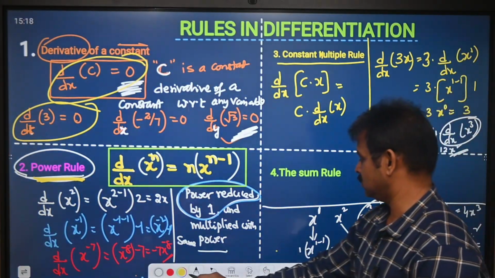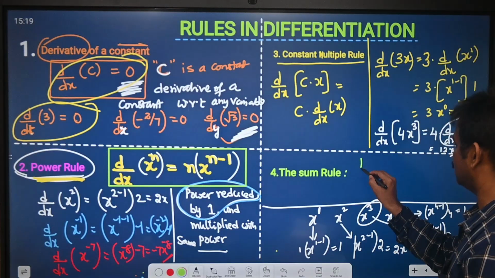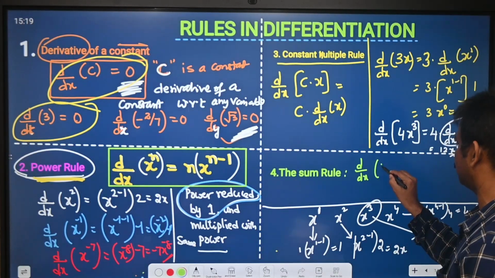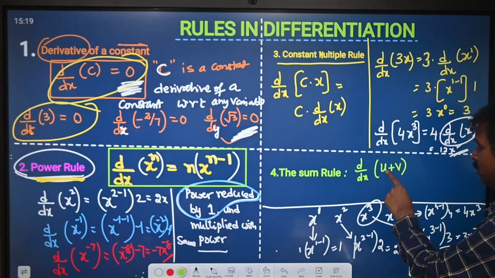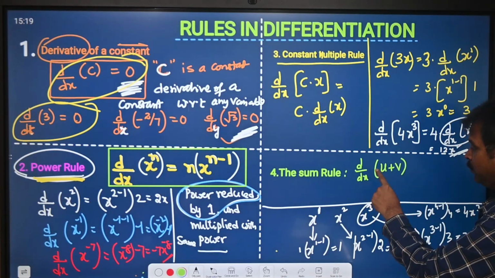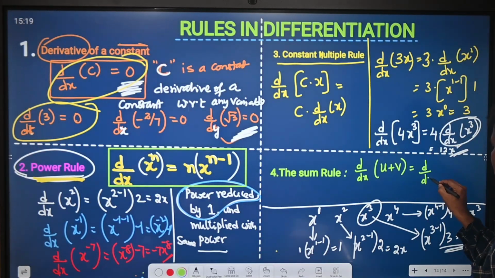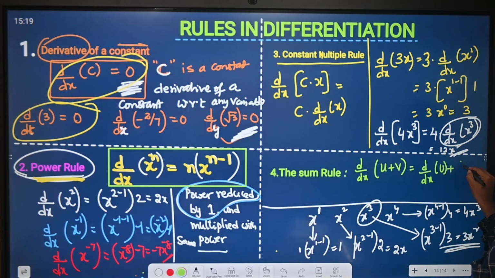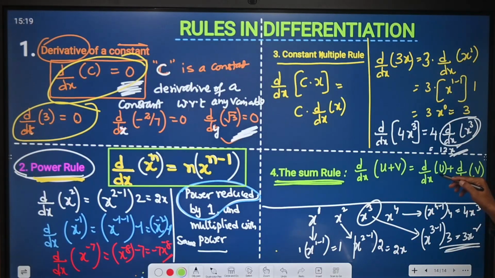And the fourth one is the sum rule. The sum rule is just d by dx of u plus v. So when a function has two terms, u plus v, and you are differentiating this with respect to x, you just write this as d by dx of u plus d by dx of v. This is called the sum rule in differentiation.